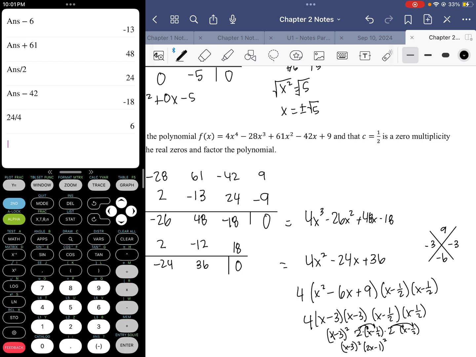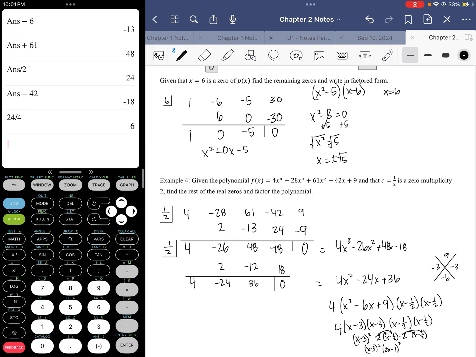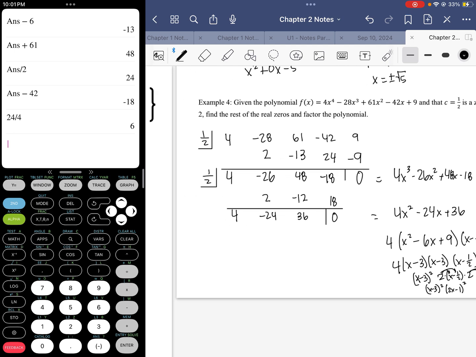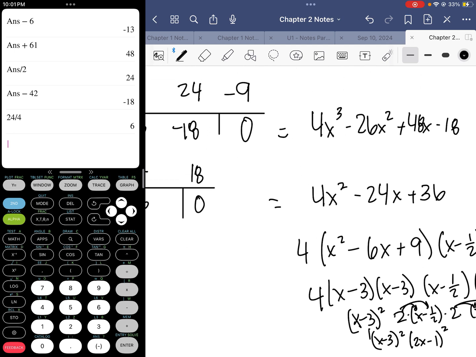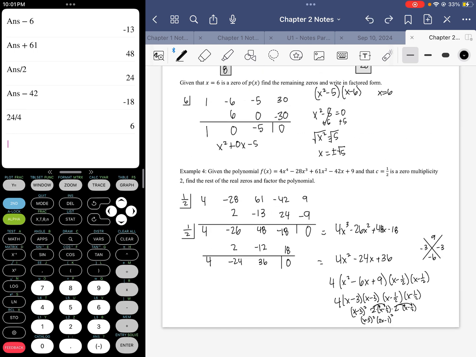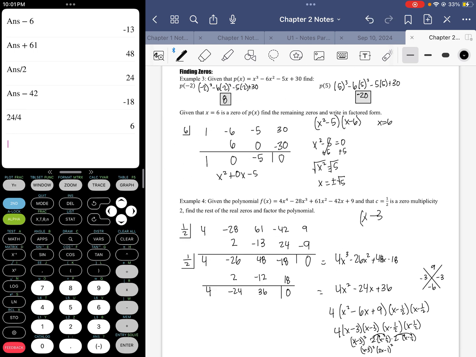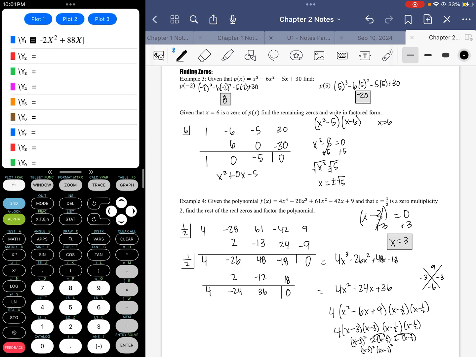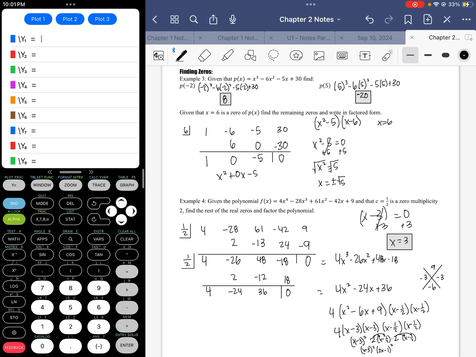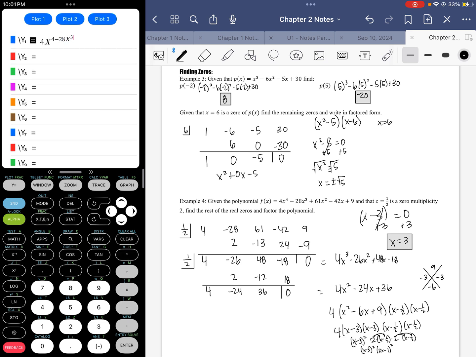So now that we have our factored form, what it really wants is for us to find the real zeros. Well, the other two zeros come from here. All we have to do is x minus 3 equals 0. So our other two zeros are both at x equals 3. If we look at the graph of this, it may be helpful to you guys to see why this happens.